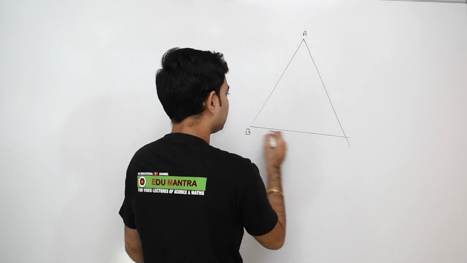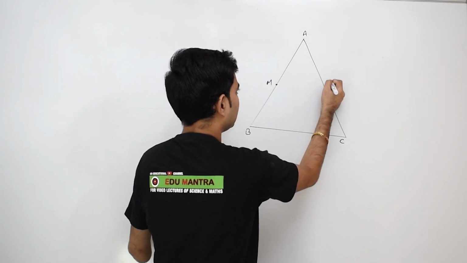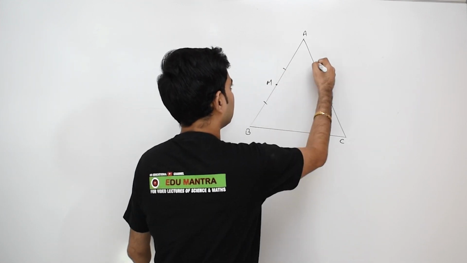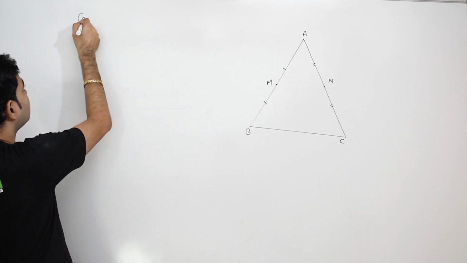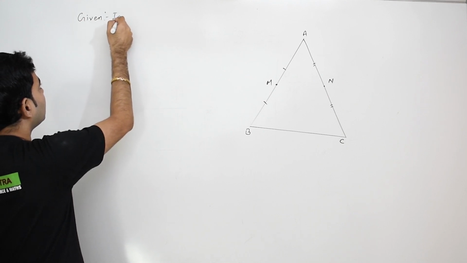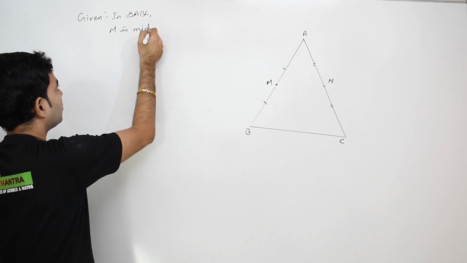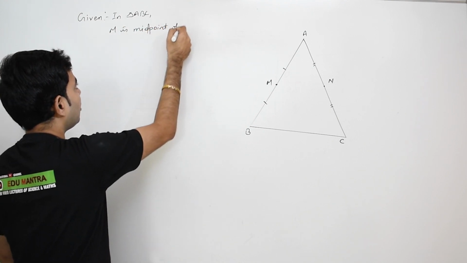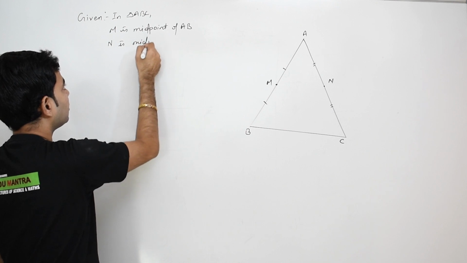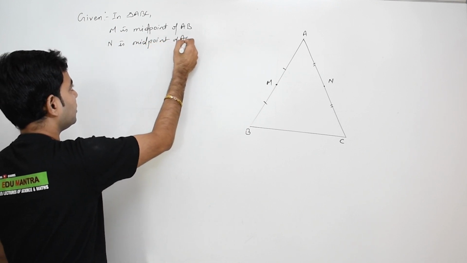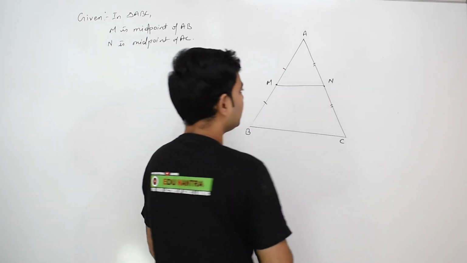ABC, M and N are the midpoints. Given: in triangle ABC, M is midpoint of AB and N is midpoint of AC. Then you have to prove that this line segment joining the midpoints of two sides means what?